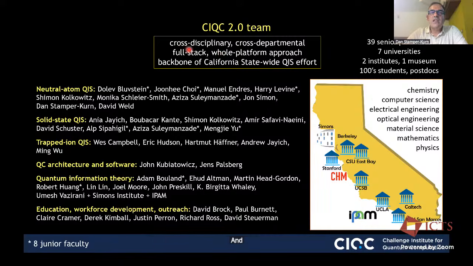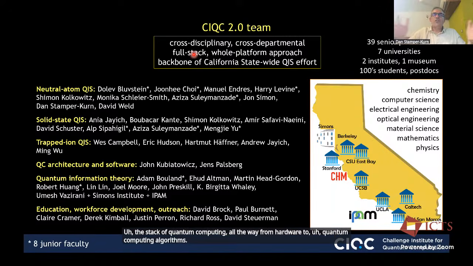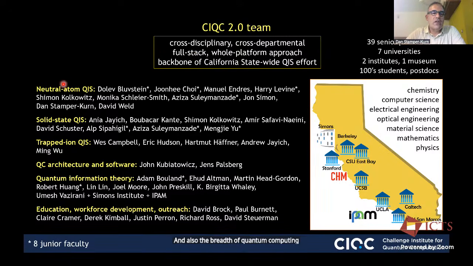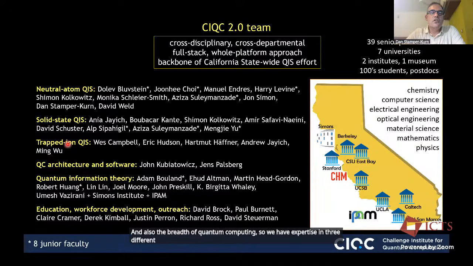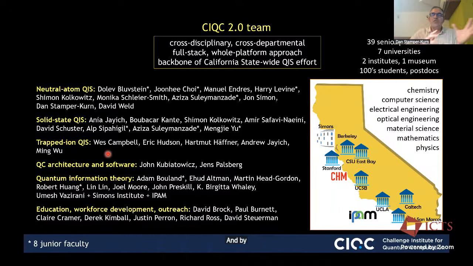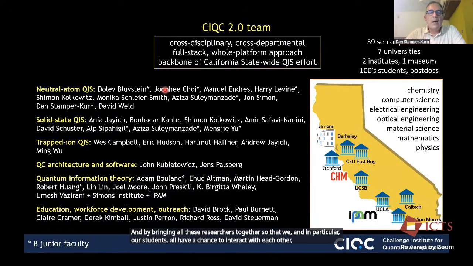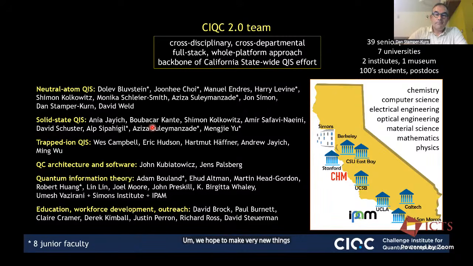And it purposely brings together people from a really wide variety of backgrounds. So within our institute, we have chemists, computer scientists, engineers, material scientists, mathematicians, and physicists. We cover a really wide range of the stack of quantum computing, all the way from hardware to quantum computing algorithms, and also the breadth of quantum computing. So we have expertise in 3 different experimental approaches to quantum computing. And by bringing all these researchers together so that we, and in particular our students, all have a chance to interact with each other, we hope to make very new things happen.